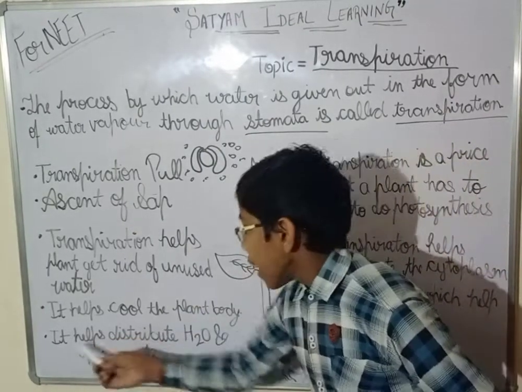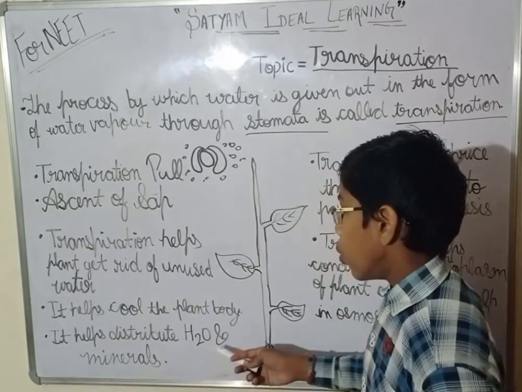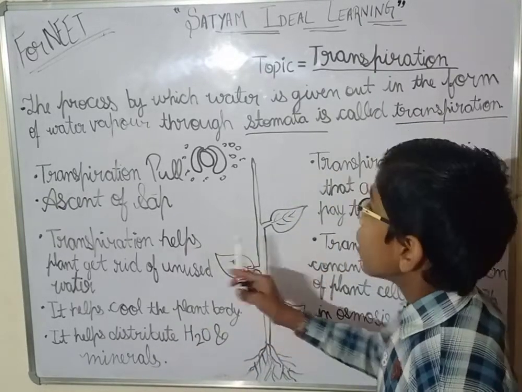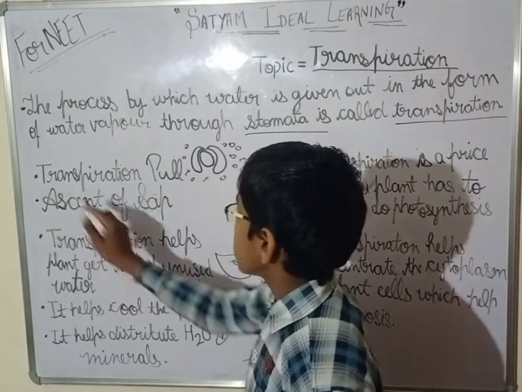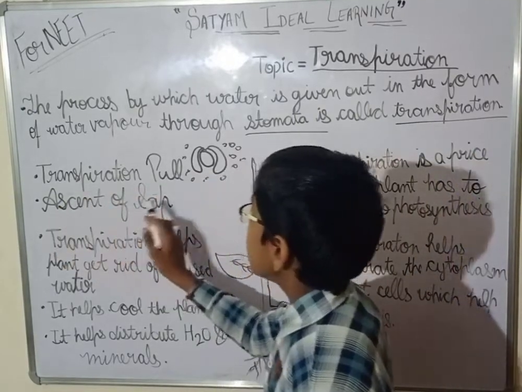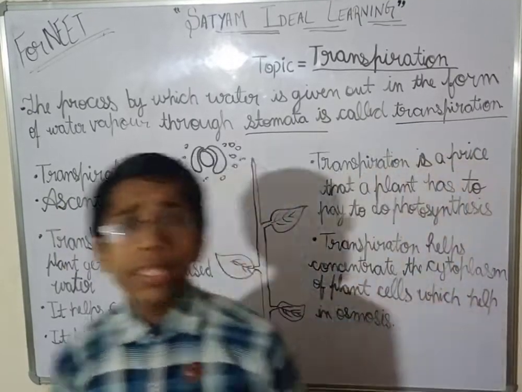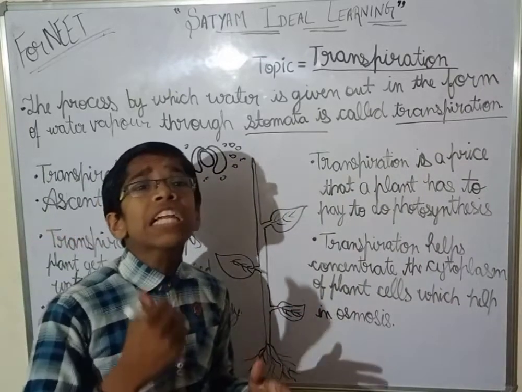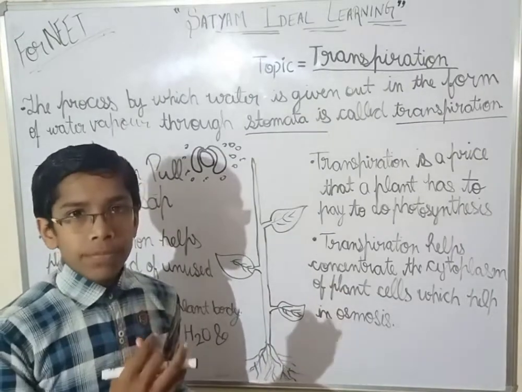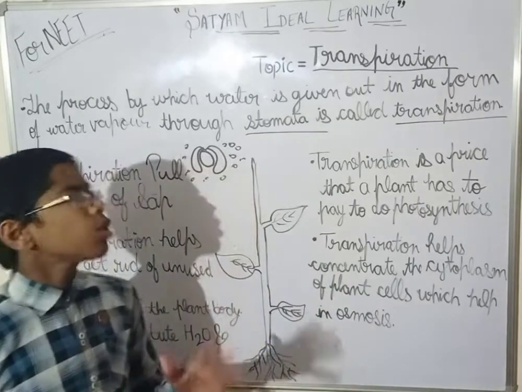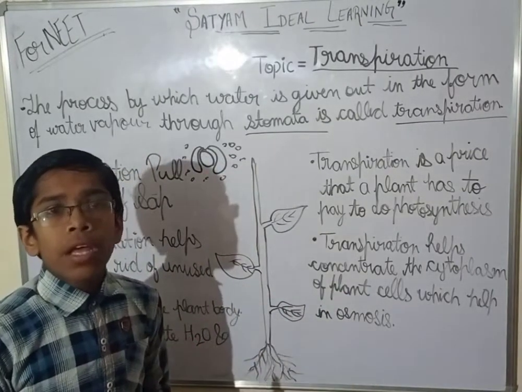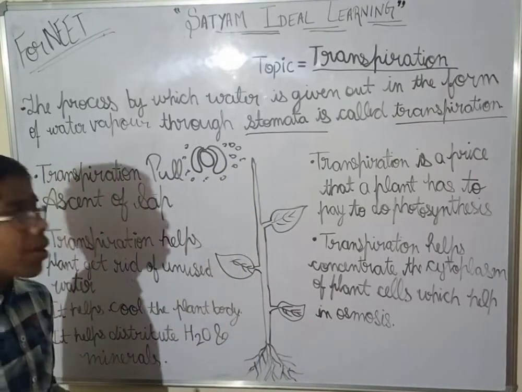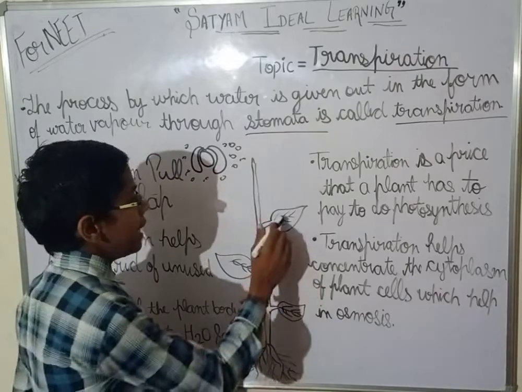Now, it helps distribute H2O and minerals. Wait for this point. At the very first, we will be discussing transpiration pull and ascent of sap. See guys, when there is continuous transpiration in the daytime, our plant is doing a lot of transpiration in the daytime, then there will be a short amount of water left in the leaf.